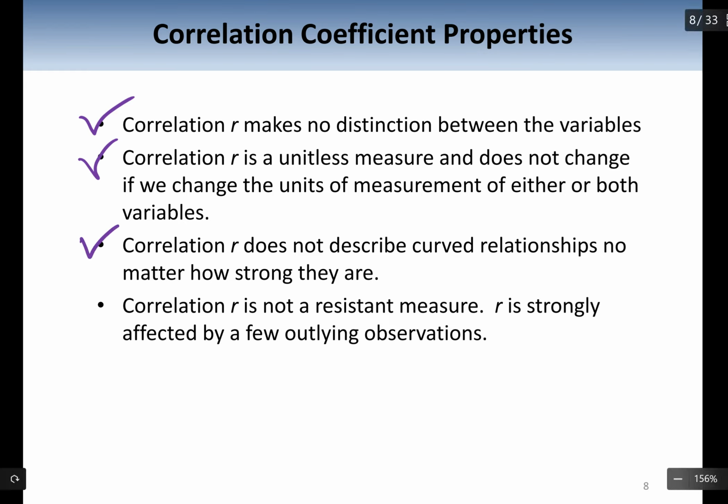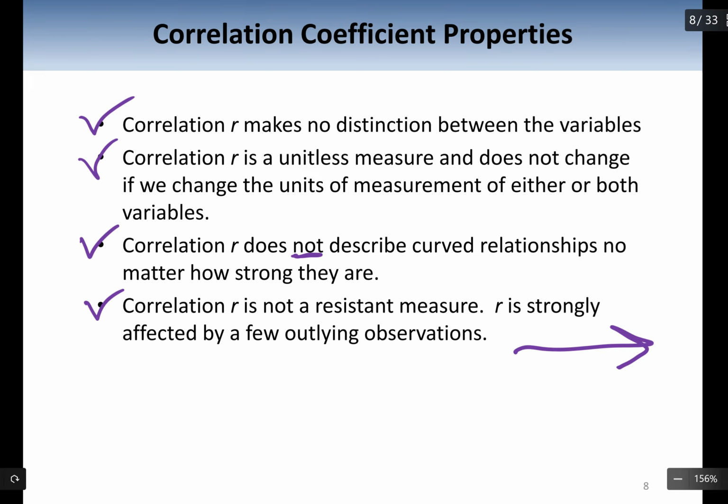Correlation r only describes linear relationships. You can calculate r for curved relationships or nonlinear relationships, but it is not valid. So you want to remember it does not describe curved or nonlinear relationships. And the correlation r is not a resistant measure, meaning it is very influenced by even just a few outlying observations.